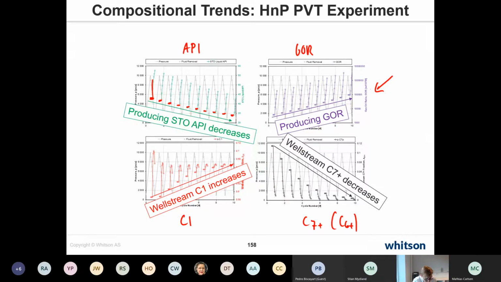And what we're seeing here, as we go through the cycle and produce at lower and lower pressures, is that the carrying capacity of the gas at lower pressure goes down. So we can't carry that many heavy components in the gas that we produce to surface. Hence, the API within the cycle is decreasing. No, increasing, sorry, that we see here.